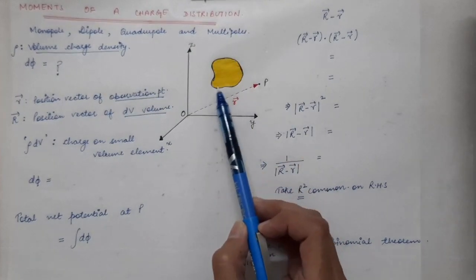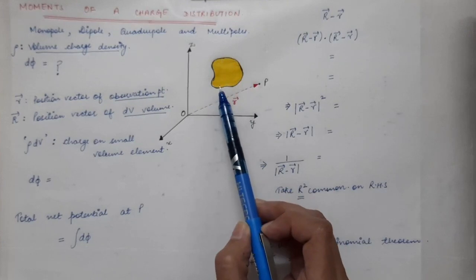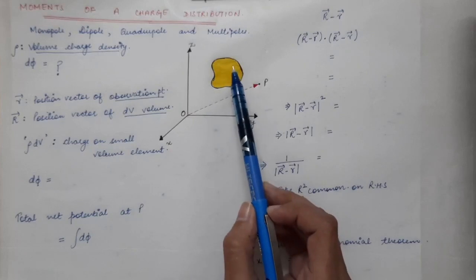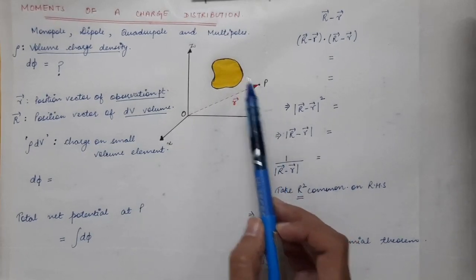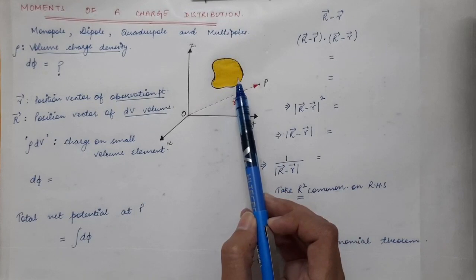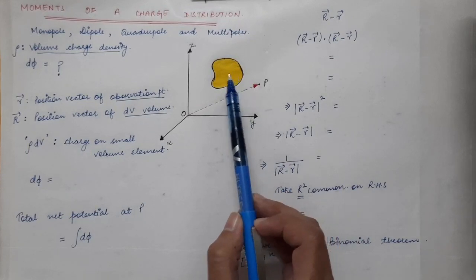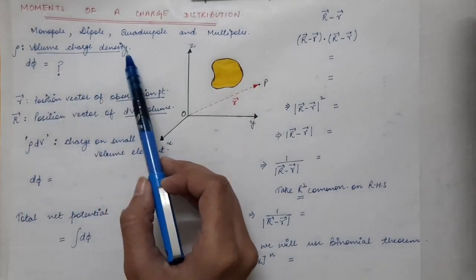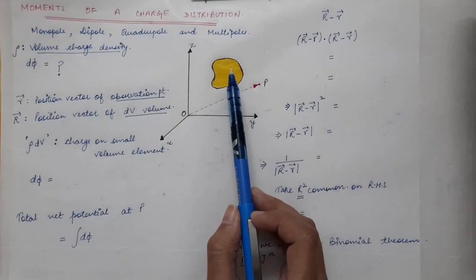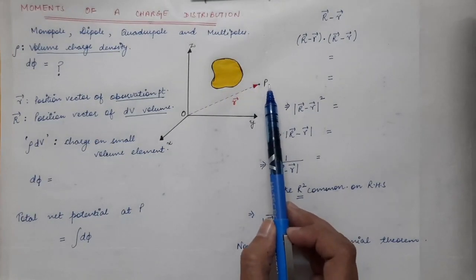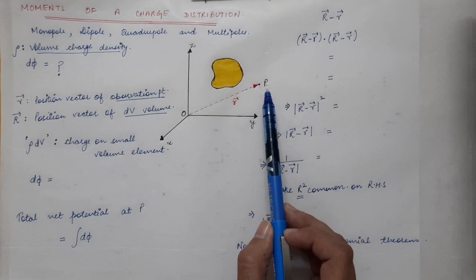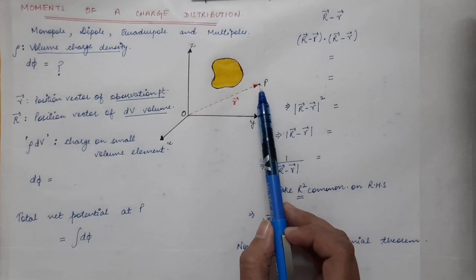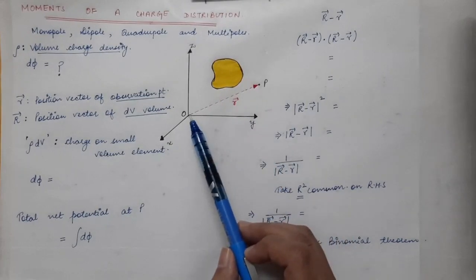That is, if we have a random charge distribution, we will find the potential due to this charge distribution at a particular point P. So this yellow portion shown over here is a volume charge distribution, and let's say rho is the volume charge density. P is the observation point at which we want to find the potential due to this distribution of charge, and this is the origin of the coordinate system.